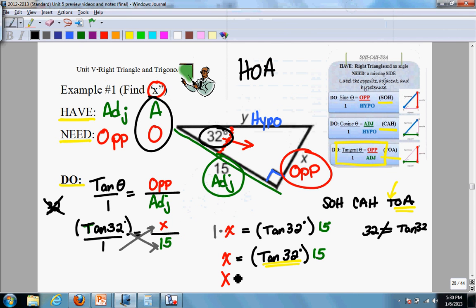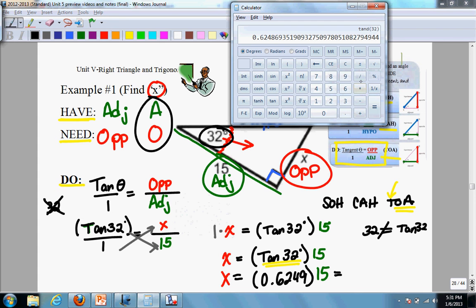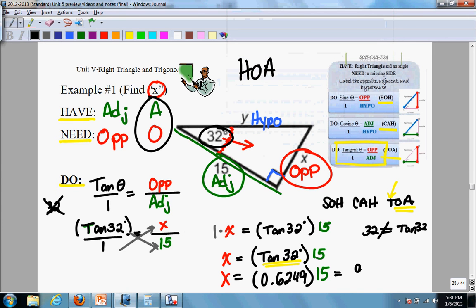So x equals 0.6249 times 15. So I'm going to take this, I'm going to multiply by 15, and I get my answer for x, which is going to be 9.373. Take your final answer to the first decimal place, so it's 9.4. I don't expect you to understand this right away. We're going to do this a couple more times.